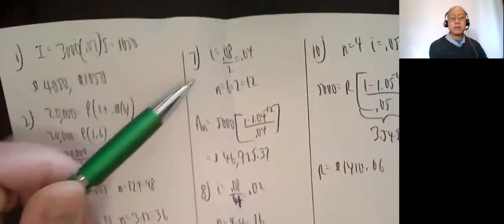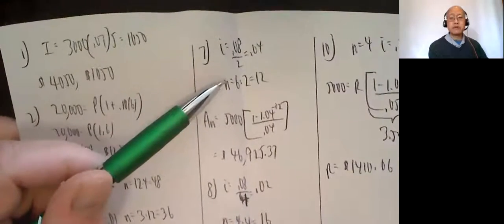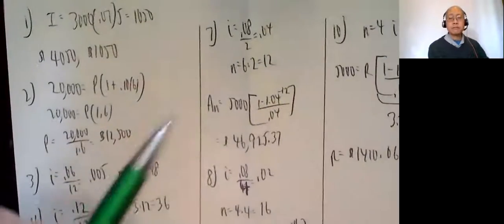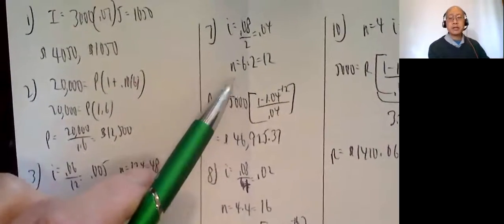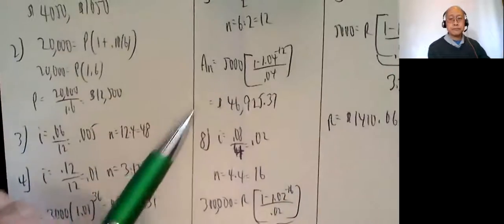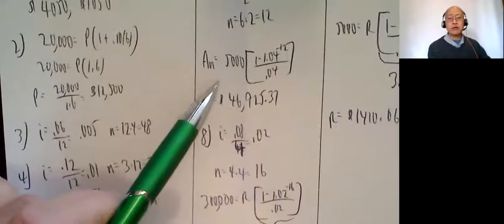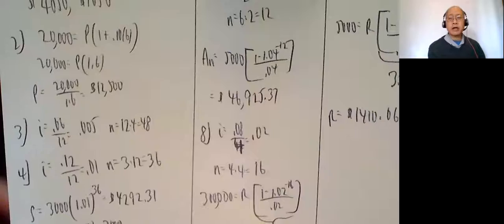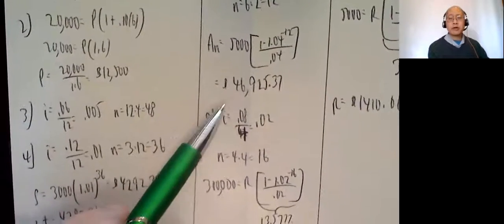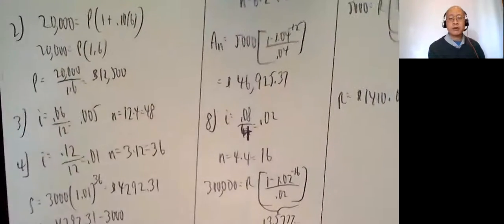Number 7, i is 0.08 divided by 2 because it says semi-annual. So i is 0.04. n is 12, 6 times 2, 6 years, 2 times a year. So A sub n, plug into the formula, 5,000 times (1 minus 1.04 to the negative 12) divided by 0.04, 46,925.37.